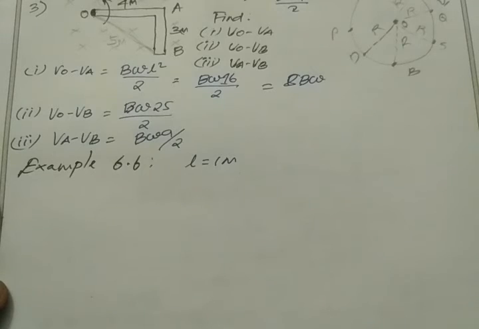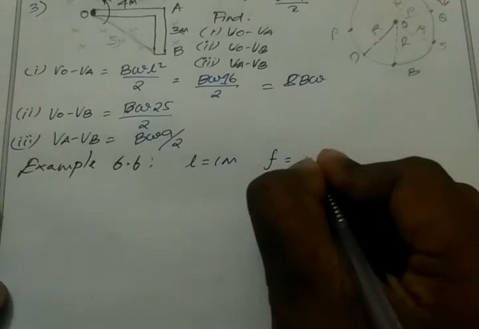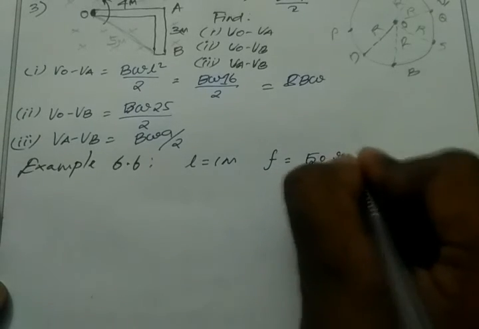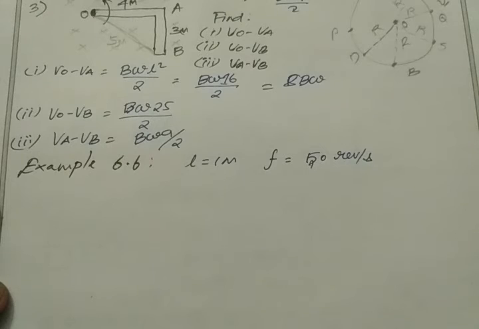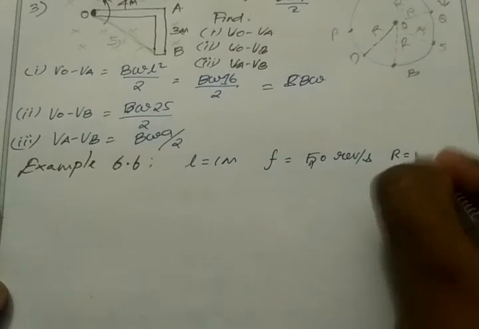Here the given value is frequency. Okay, so the symbol of frequency is F, which is given as 50 revolutions per second. Fixed at the center at one end, the other end is connected with the uniform circumference of a circular metallic ring of radius 1 meter. So here the radius value is given as 1 meter.